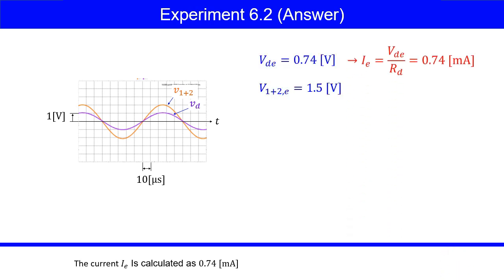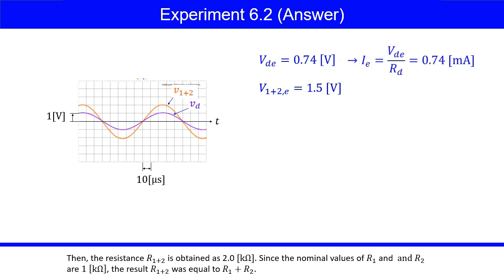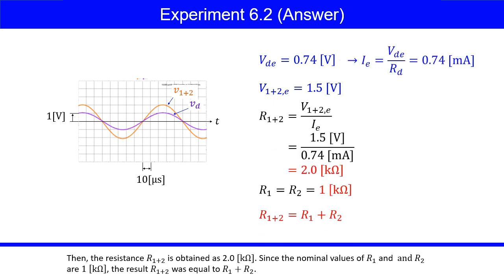The current IE is calculated as 0.74 milliamperes. Then, the resistance R1+2 is obtained as 2.0 kilo ohms. Since the nominal values of R1 and R2 are 1 kilo ohm, the result R1+2 was equal to R1 plus R2.